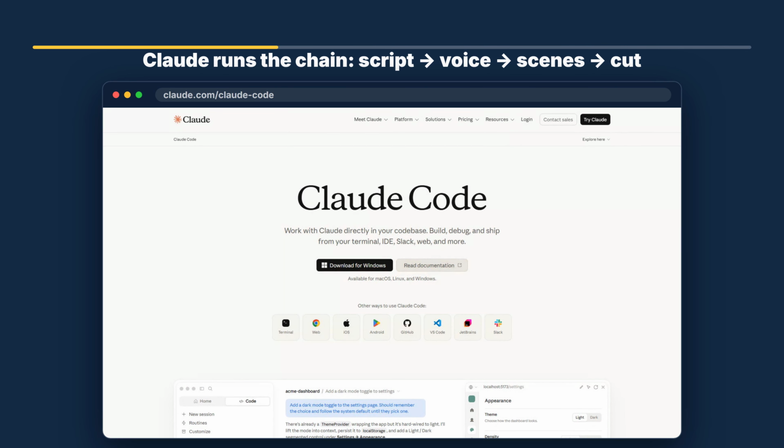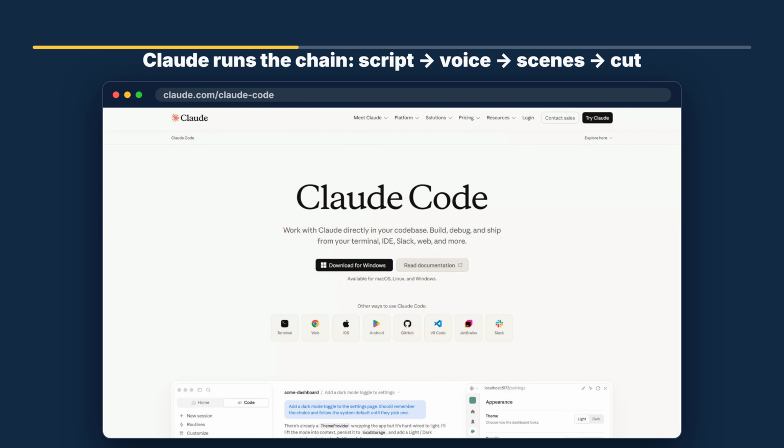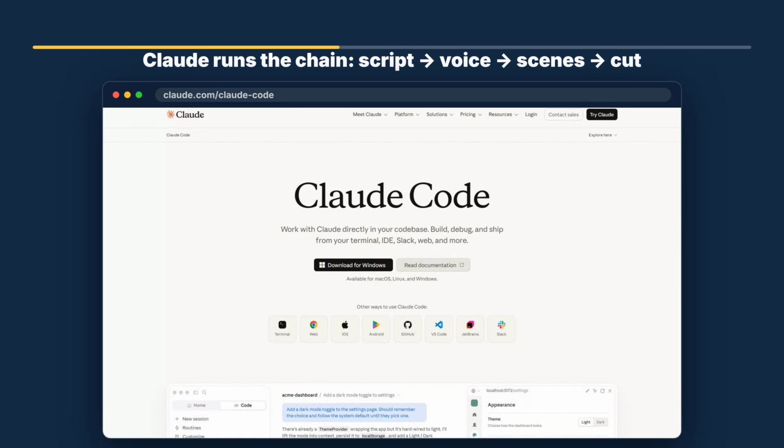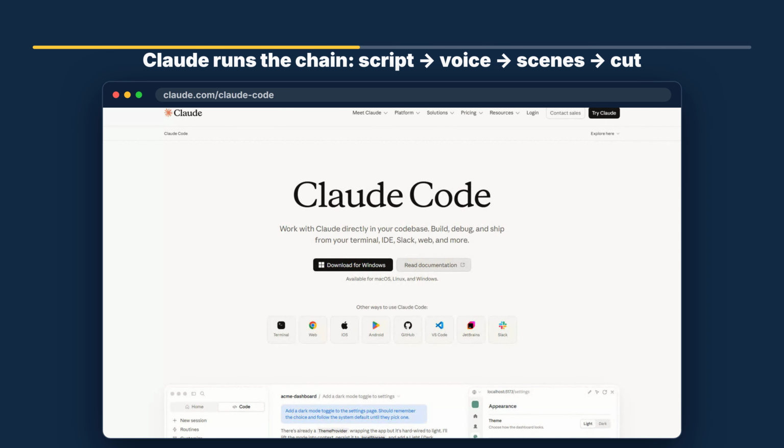First, Claude writes the script from your one-line topic, and it structures it into scenes, not a wall of text. Second, Claude generates the voiceover. A natural-sounding AI narrator reads that script, which is the job that used to mean hiring a voice artist. Third, Claude hands each scene to Higgsfield, the motion graphics engine that turns every scripted beat into an animated shot. The camera moves, the parallax, the kinetic text. And fourth, Claude assembles the cuts in order, timed to the narration: script, to voice, to scenes, to finished video.